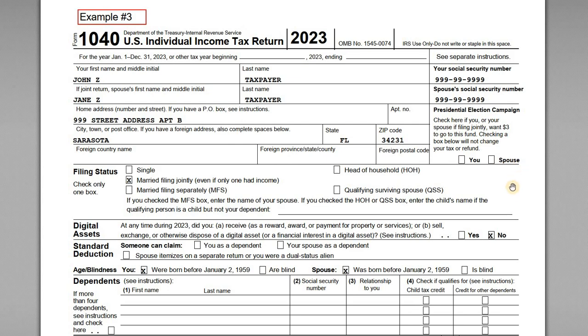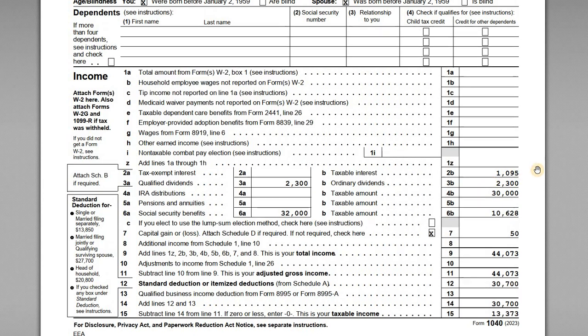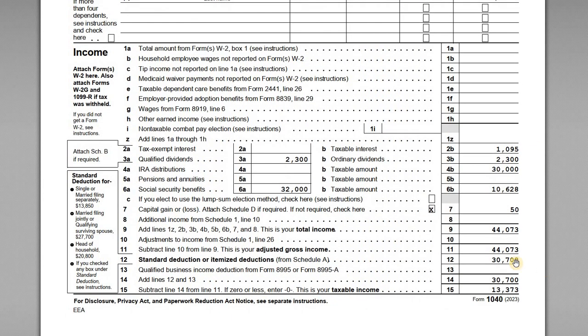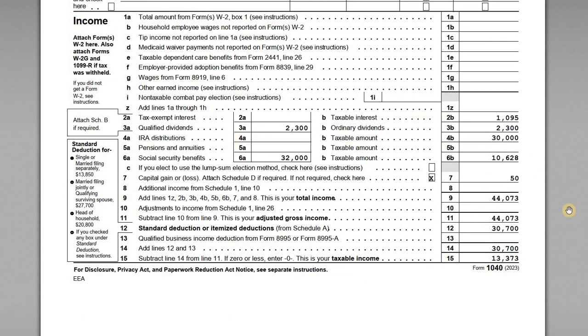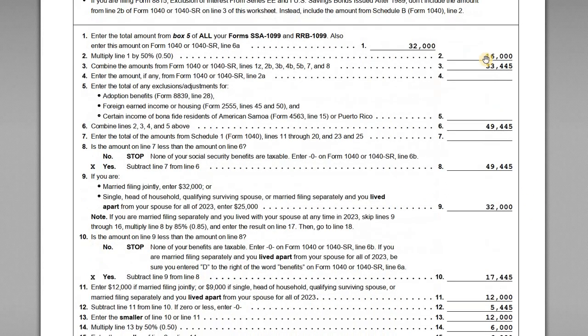So now if we have a look at our tax return, this is going to be example number 3. Same setup, same amount of investment income. The one change here is we have increased the amount of our traditional IRA retirement distributions. So now we have $30,000. So now we've got a taxable amount of $10,628. So let's go back to our worksheet and see how we arrived at that amount.